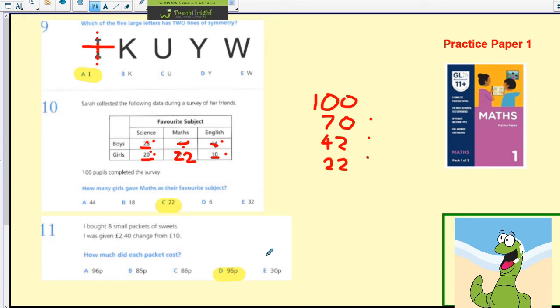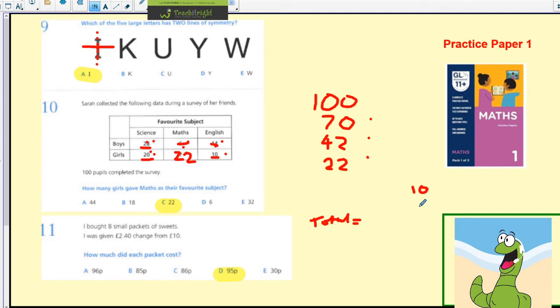Number 11. I bought 8 small packets of sweets. I was given £2.40 change. How much did each packet cost? Oh, good question. So let's work out first off what all 8 were. So the total cost of 8 will be £10, take away £2.40. Let's just do that off on the side.